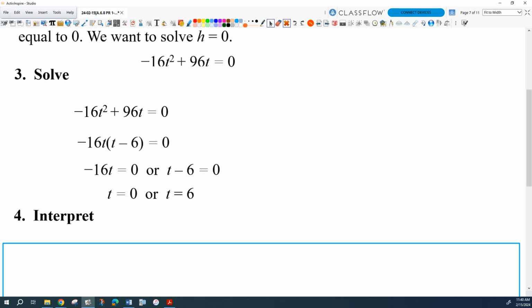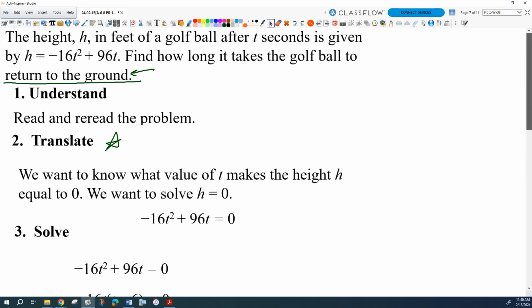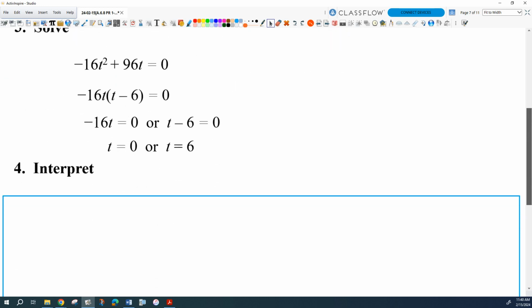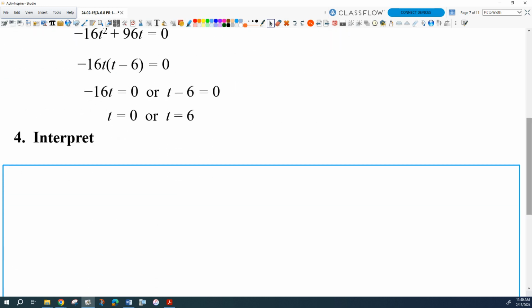Now I just have to interpret this, right? We found the math solutions. Now we've got to apply this to our specific problem, right, which involved golf balls. So which one of those is the one we want? How long does it take the golf ball to return to the ground? Which one makes the most sense? 6. So it took 6 seconds.